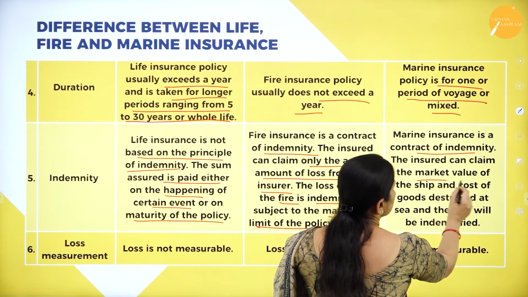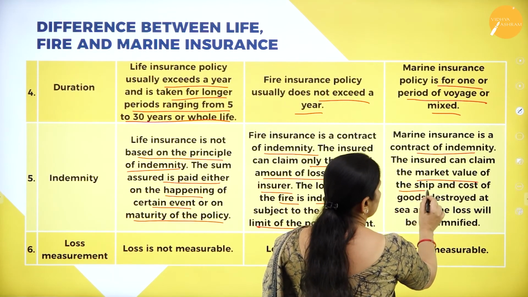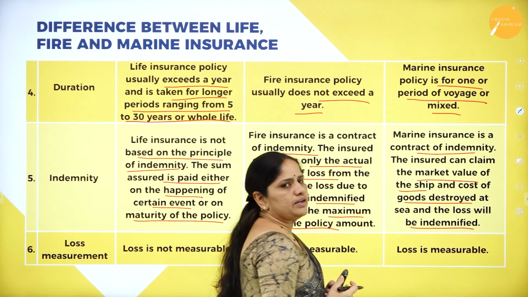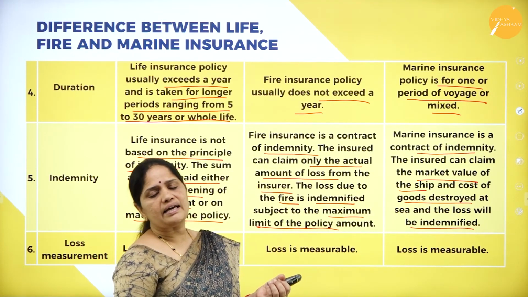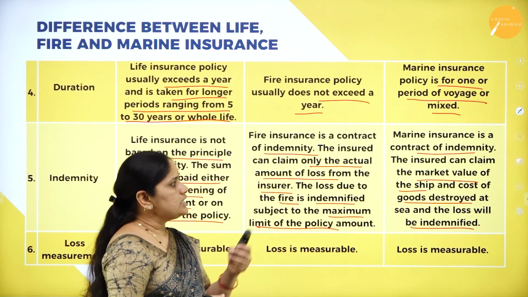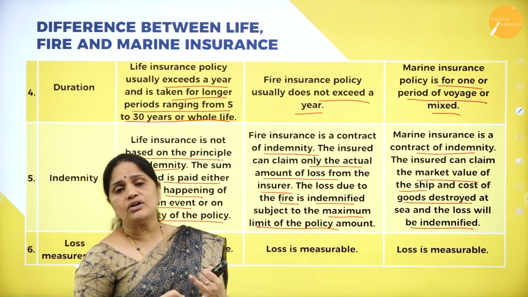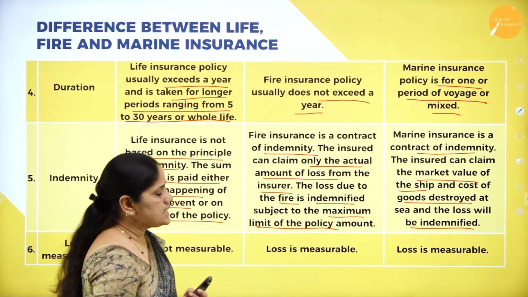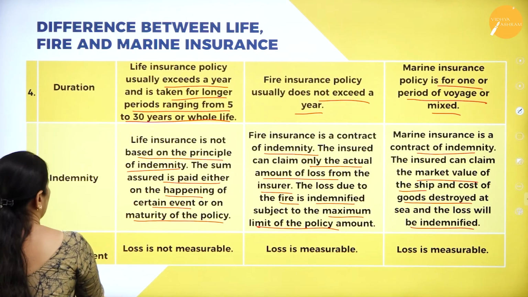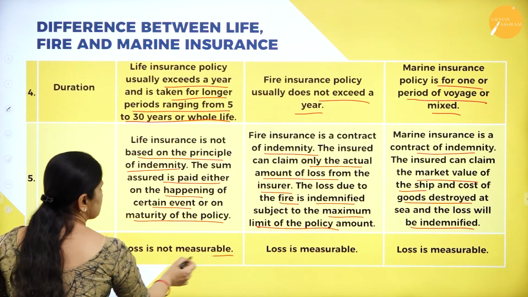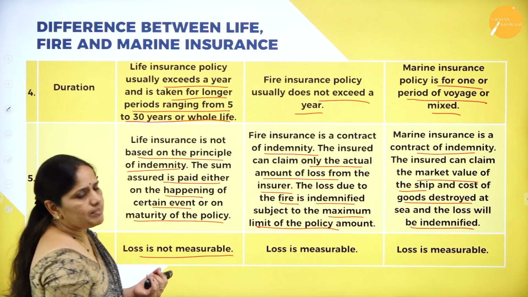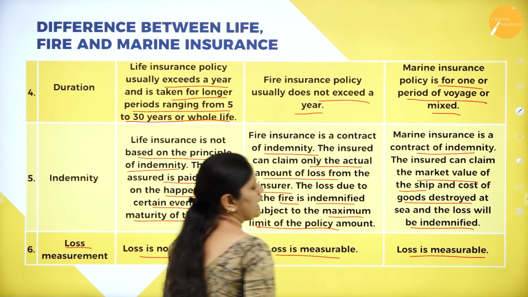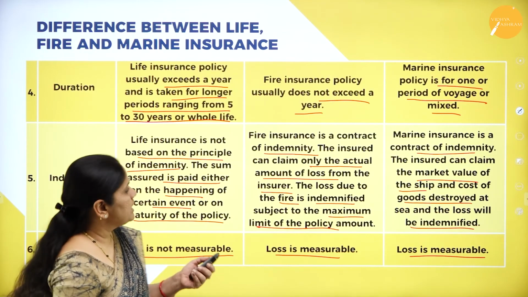So here also it is a contract of indemnity. In case of marine insurance, the insured can claim the market value of the ship as well as the cost of the goods destroyed at sea, and the loss will be indemnified. Then next one, loss measurement. In case of life insurance, we cannot measure the loss, but in case of fire insurance and marine insurance, the loss is measurable.